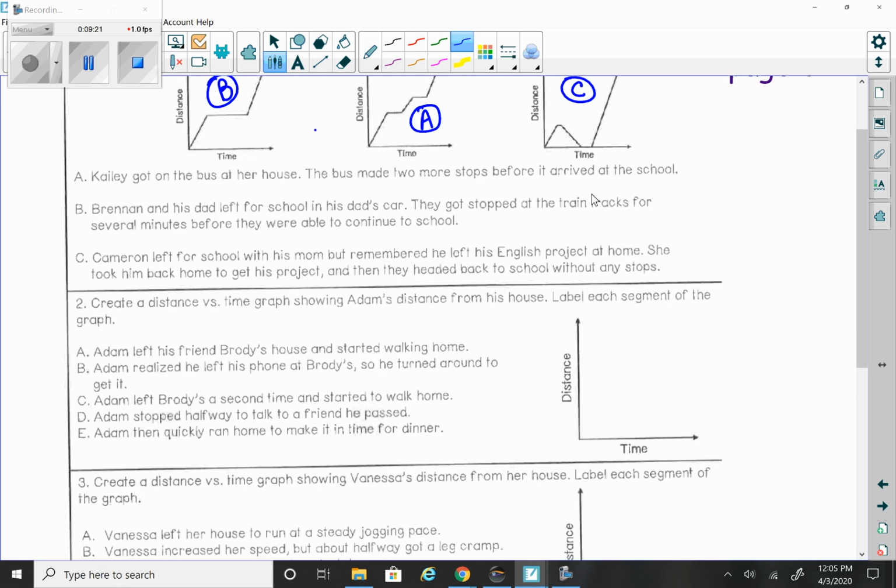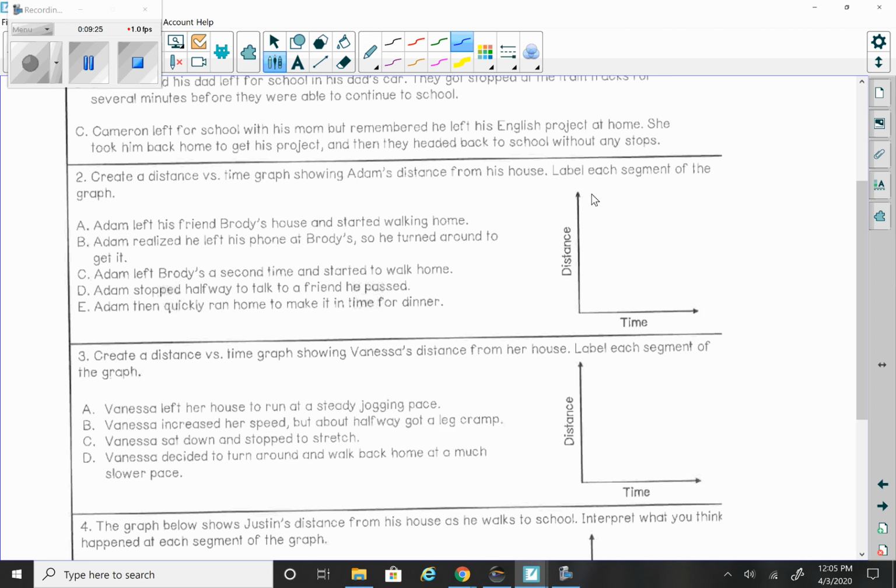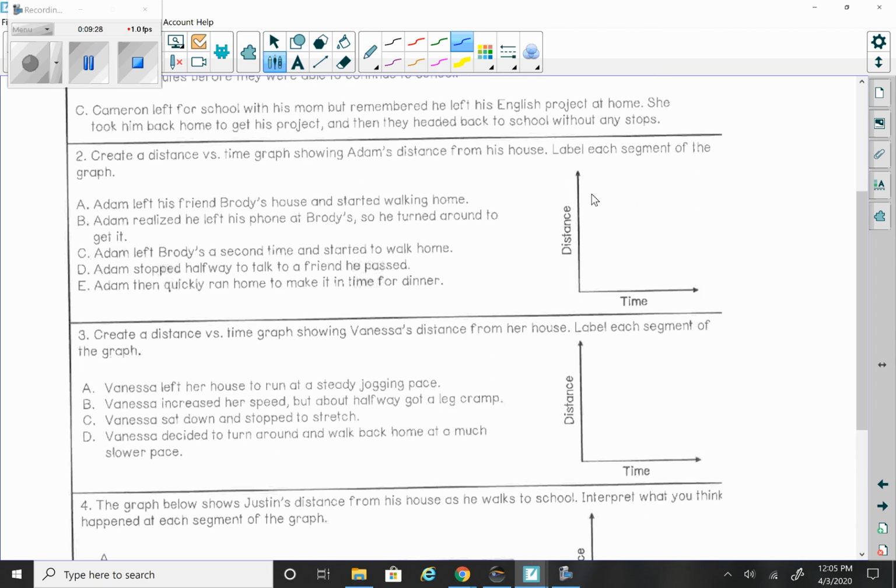Number 2, create a distance versus time graph showing Adam's distance from his house. Label each segment of the graph. So we have Adam left his friend Brody's house and started walking home. Adam realized he left his phone at Brody's, so he turned around to get it. Adam left Brody's a second time and started to walk home. Adam stopped halfway to talk to a friend he passed, and then he quickly ran home to make it in time for dinner.